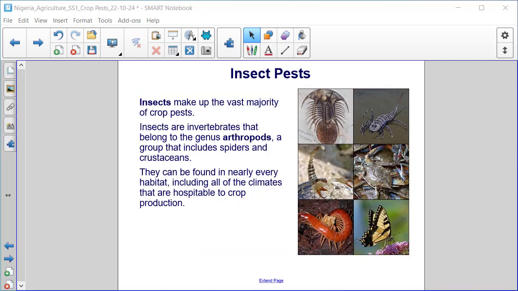Insect pests. Insects make up the vast majority of crop pests. Insects are invertebrates that belong to the phylum arthropods, a group that includes spiders and crustaceans. They can be found in nearly every habitat, including all of the climates that are hospitable to crop production.